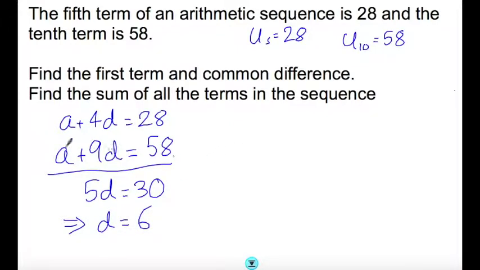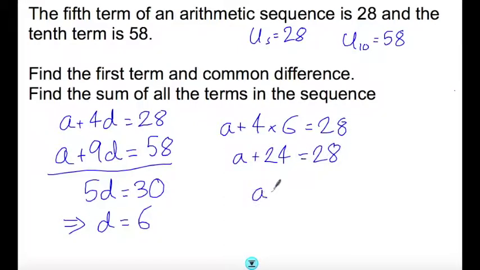And now if we want to find the first term, we can sub back in. So the first term plus 4 times the common difference that we now know is 6 is 28. So a plus 24 is 28, so a must have been 4. And then it says the sum of all the terms in the sequence. I'm assuming that then means we want the sum of the first 10 terms, because that's the latest one it's talked about. Now once again we know the 58, we know the last term. I'm going to use the other formula just to show you how it works.